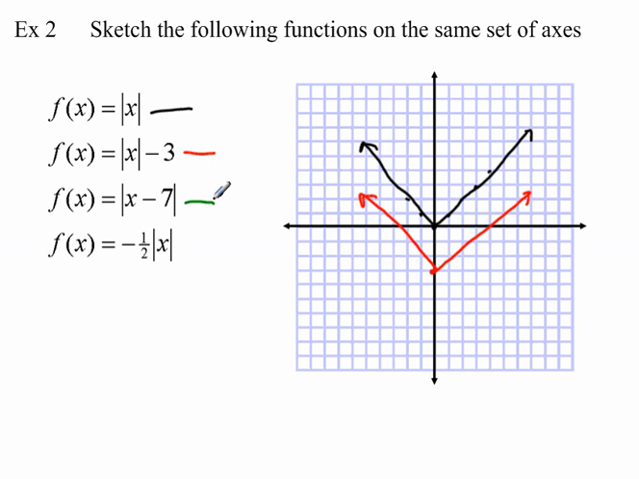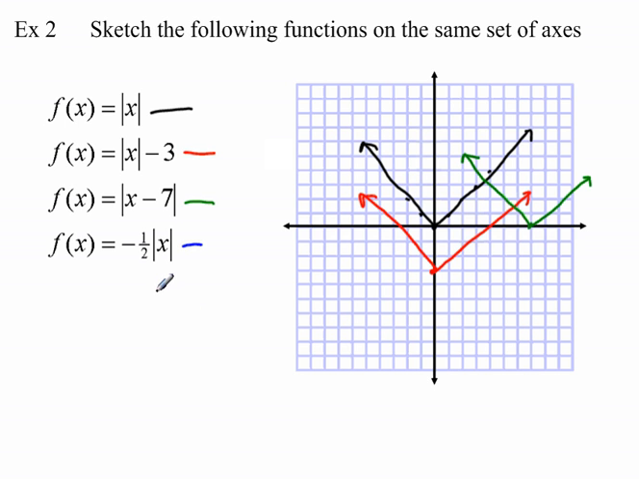Okay, third function, f of x or y equals the absolute value of x minus 7. Now, since the minus 7 is within the absolute value, it's like saying it's within the parentheses. This is going to give us a horizontal shift. Careful, the mistake people make is they say, hey, this moves left 7. Actually, this is going to move to the right 7. So it's that same V shape as the original parent function. It's just moved to the right 7 units.